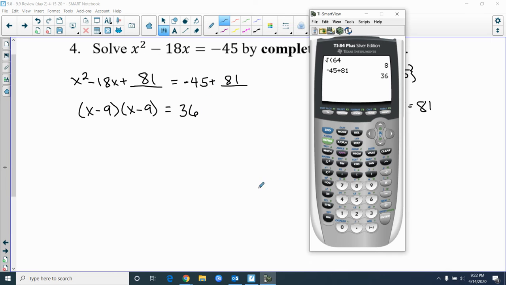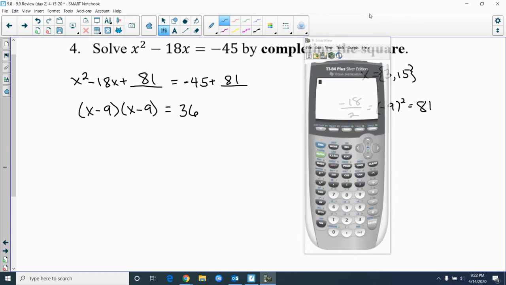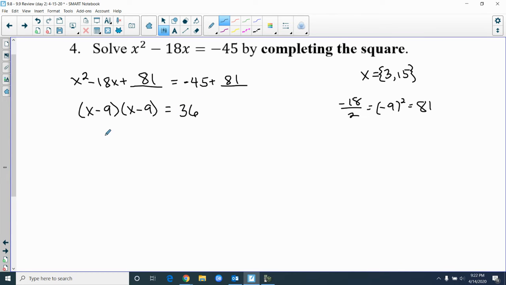Now, if you made the mistake of putting a negative there, doing negative 45 minus 81, we don't want this side to be negative at this point. Later on it can be, but it won't be for any of the problems we do. So if you get a negative there, that's an indication you made a mistake somewhere. So we get 36. I can write x minus 9 quantity squared equals 36.